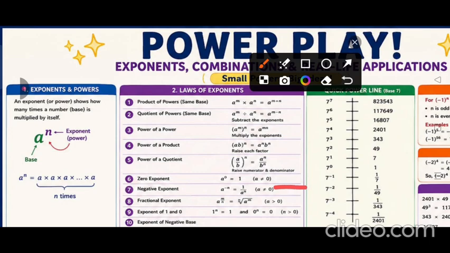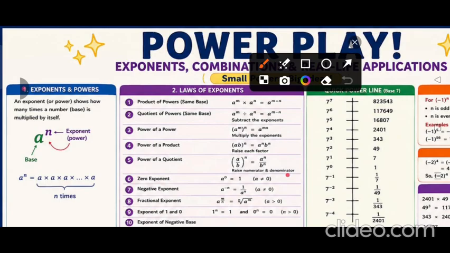Then fractional exponent. If we have a raised to the power m upon n, we write it as the nth root of a raised to the power m. If for n we write 2, we write the square root of a raised to the power m. If we write n as 3, we write the cube root of a raised to the power m.